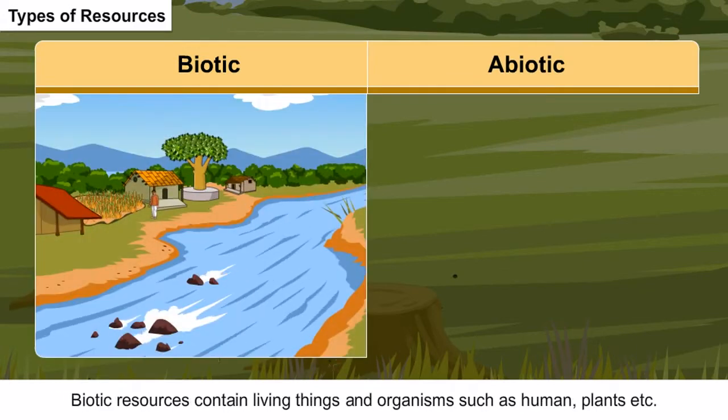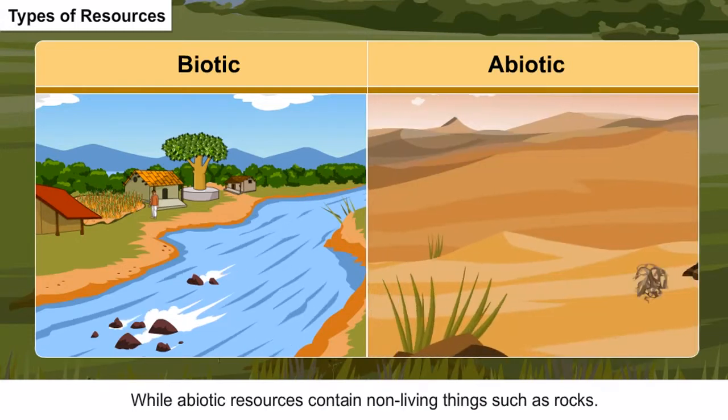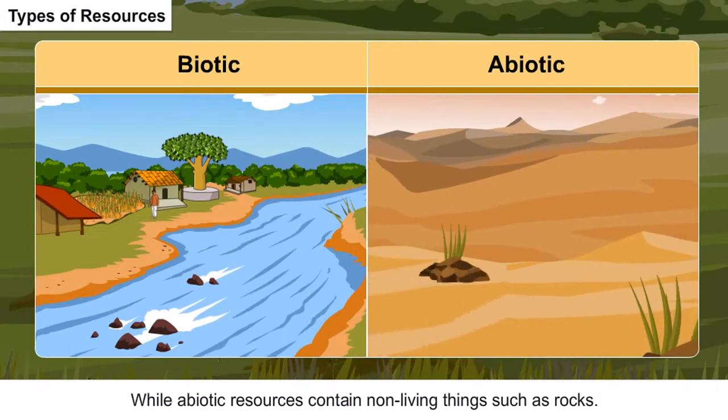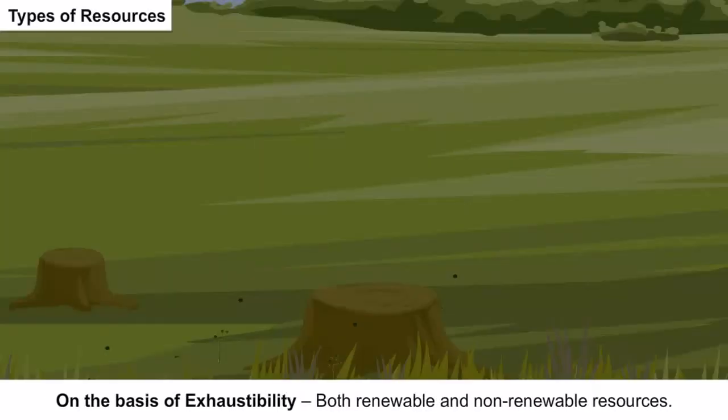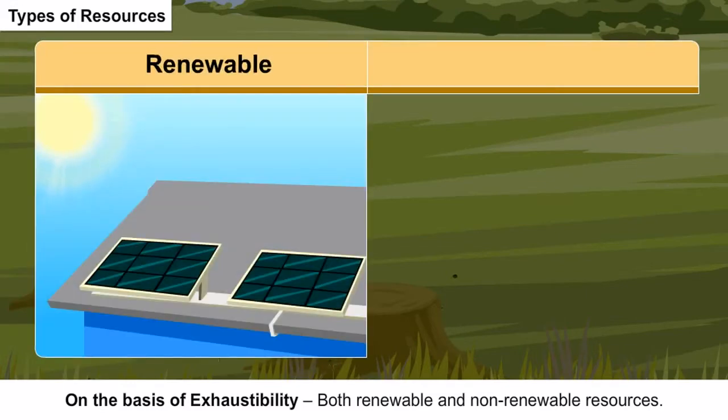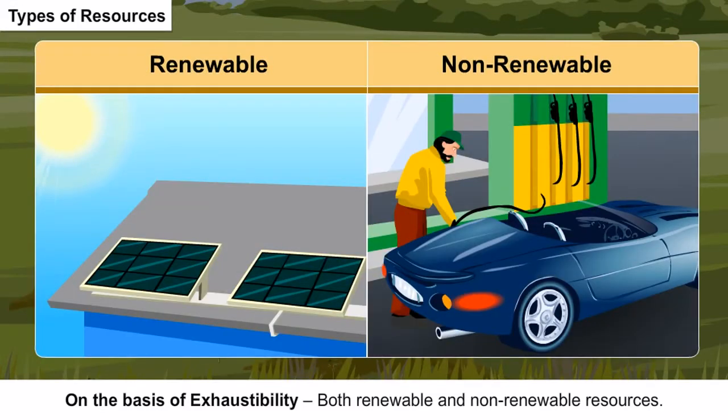Biotic resources contain living things and organisms such as human, plants, etc., while abiotic resources contain non-living things such as rocks. 2. On the basis of exhaustibility, both renewable and non-renewable resources come under this category.